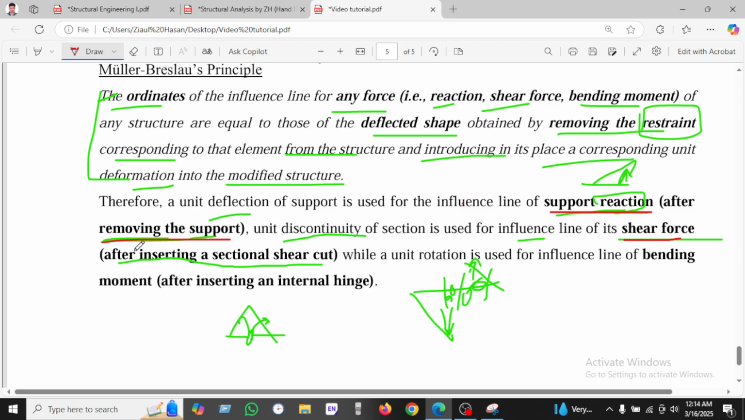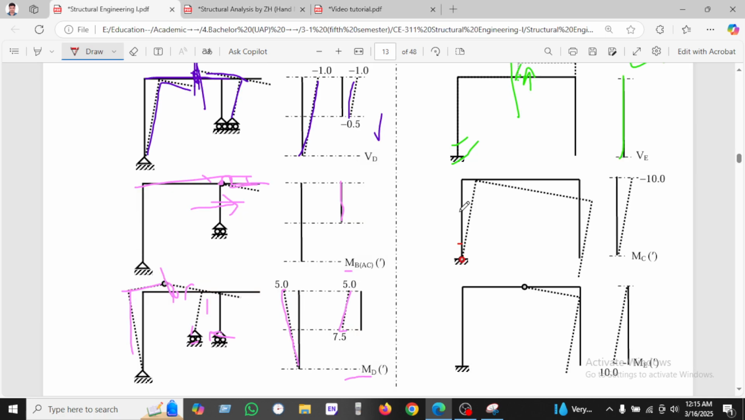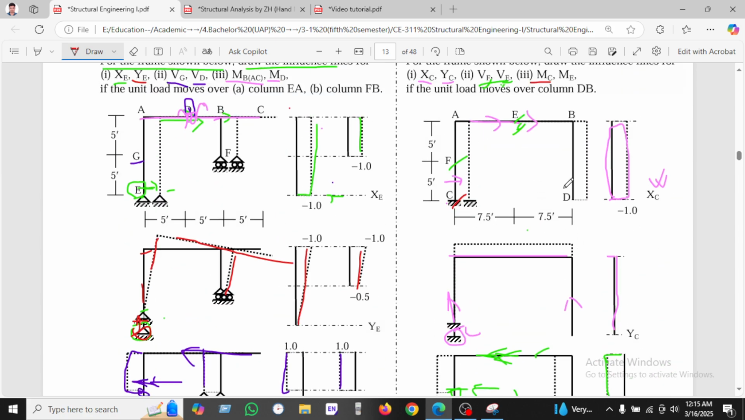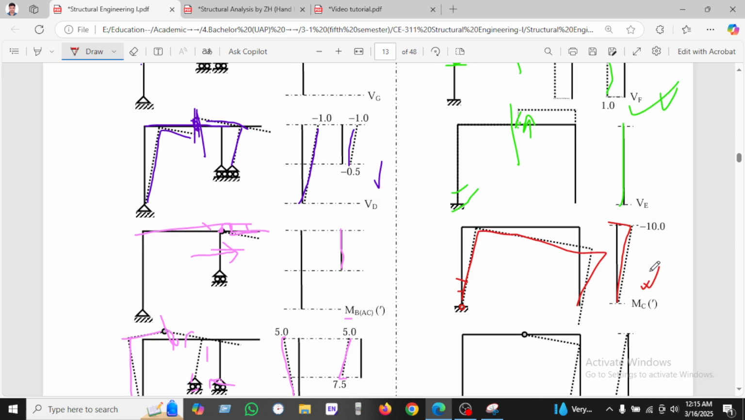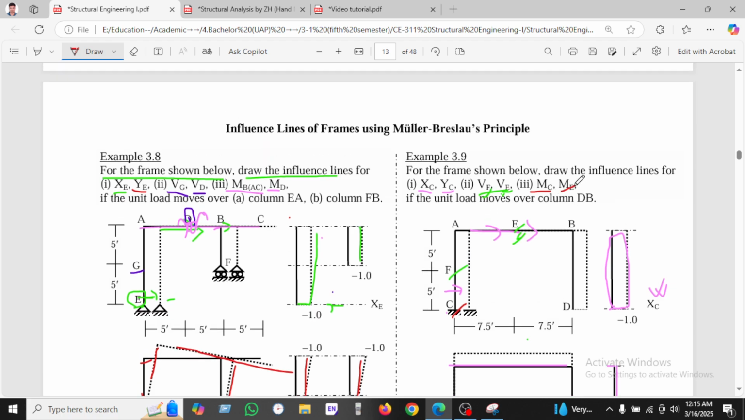And for shear, we just insert a sectional cut, as we have been seeing here. For bending moment, we just insert an internal hinge. This is the principle. That's why we are inserting a hinge here. So after inserting the hinge here, the structure will be deflected like this, as there is no such support, as the support is free. That's why it will act like this. This is the final diagram.